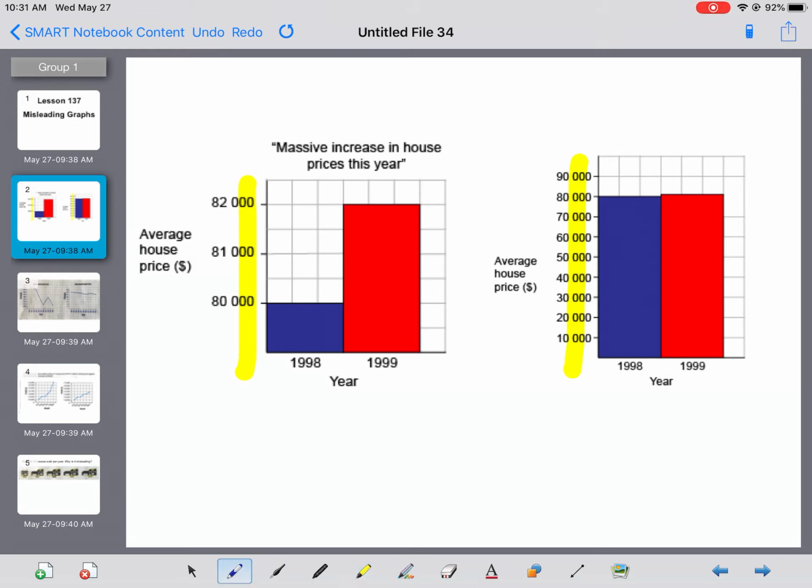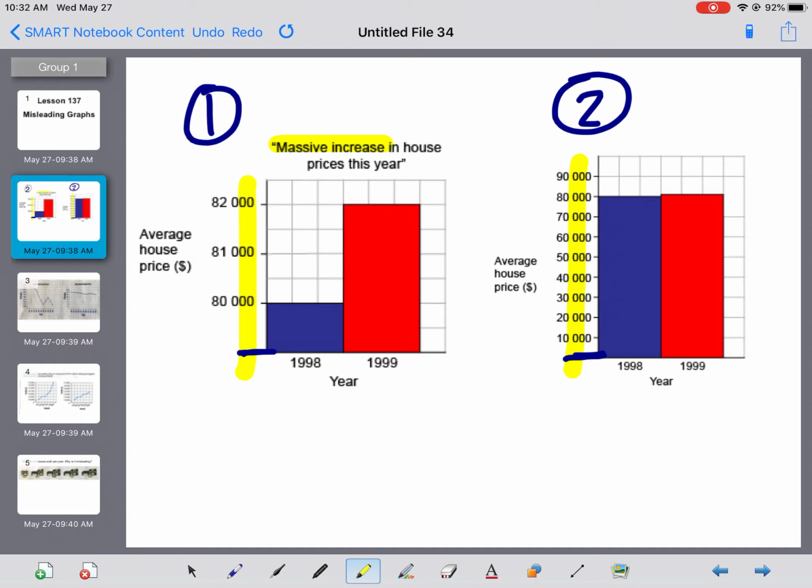for the first graph, maybe let me label them. This is graph number 1, graph number 2. Graph number 1 does not start at 0. Graph number 2 begins at 0. Graph number 1 doesn't start at 0, and what ends up happening then is that suddenly it looks like from the year 1998 to 1999, the house price massively increased.